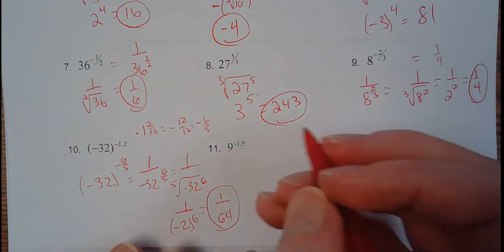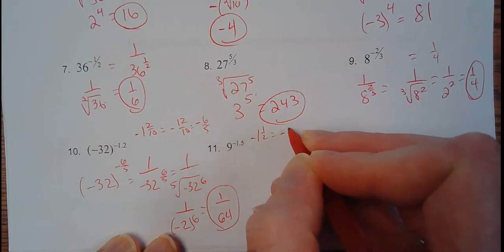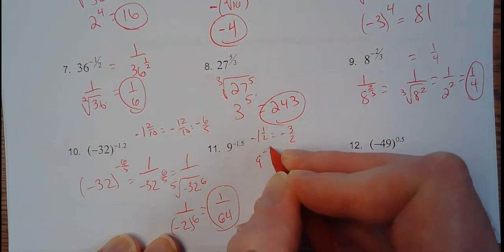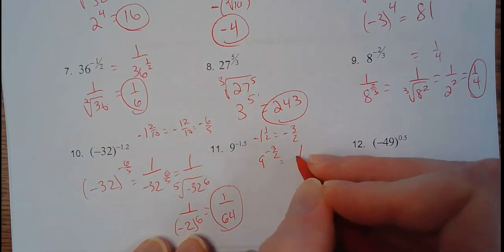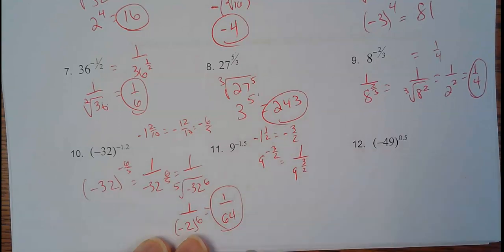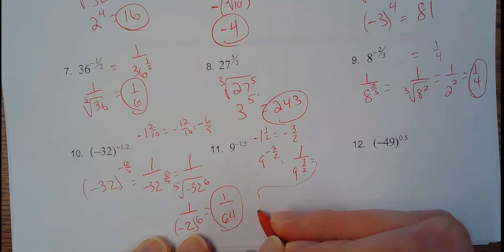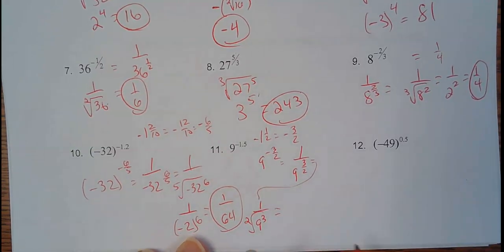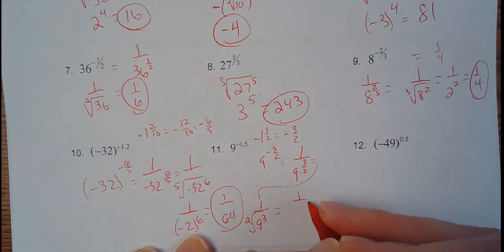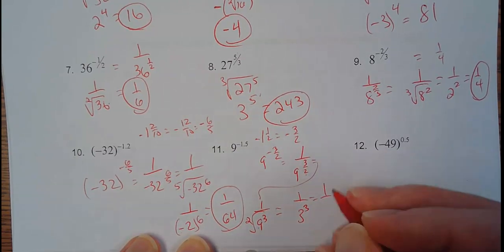Let's see, next guy. Again, negative 1.5 would be the same thing as negative 3/2. So I got 9 to the negative 3/2. And make it a fraction. Negative means it's going to be 1 over 9 to the positive 3/2. And now write it as a radical. I'm going to write it over here now. So this would be 1 over square root of 9 cubed. Because the 2 is the root, the 3 is the exponent, the square root of 9 is 3, so it'll be 1 over 3 cubed. Since there's no negative, I'm not going to put parentheses there, so 1 over 27.